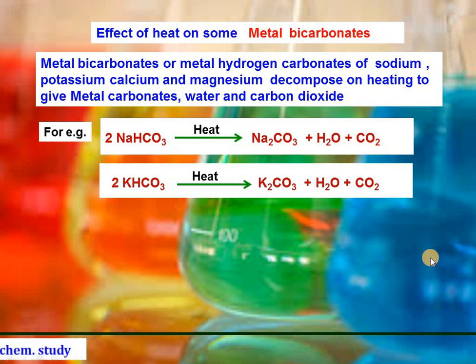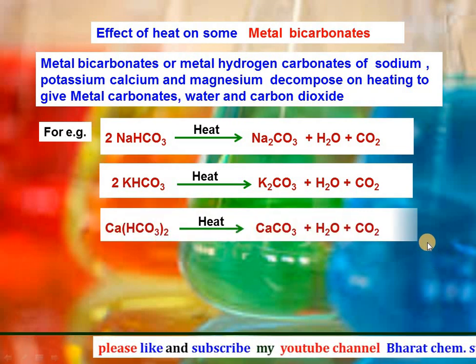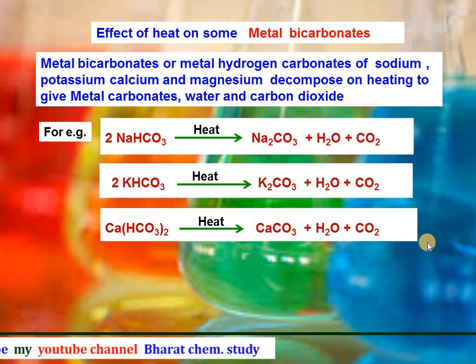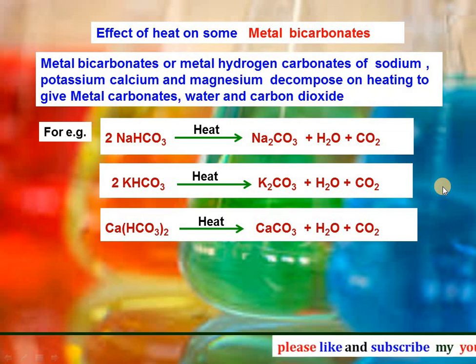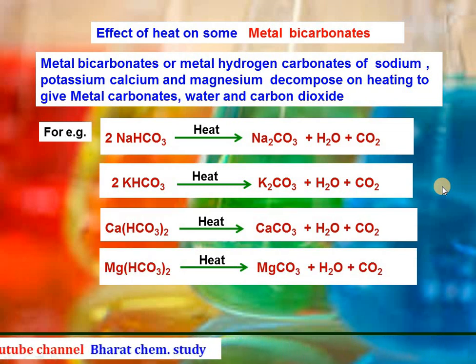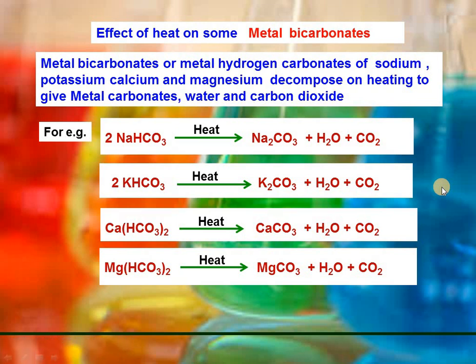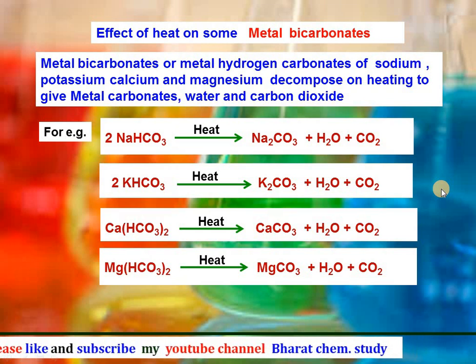Potassium bicarbonate on heating gives potassium carbonate plus water plus carbon dioxide. Calcium bicarbonate also decomposes on heating to give calcium carbonate plus water plus carbon dioxide. Magnesium bicarbonate also gives its carbonate plus water plus carbon dioxide. So by learning these, we will be able to write the equation.